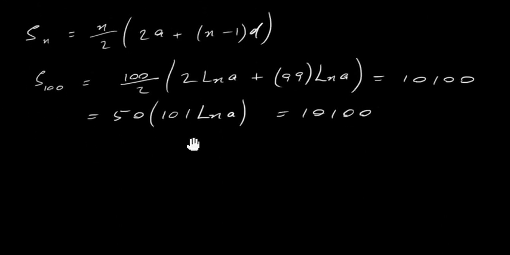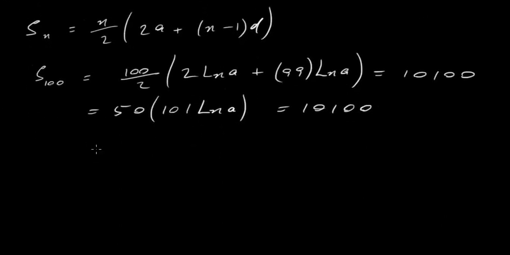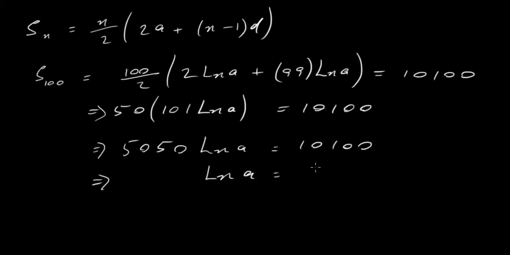So let's do that then. On the left hand side here we've got 50 times 101 is 5050 log A, and that's 10100. Divide both sides by this and you'll get log A is equal to 2.